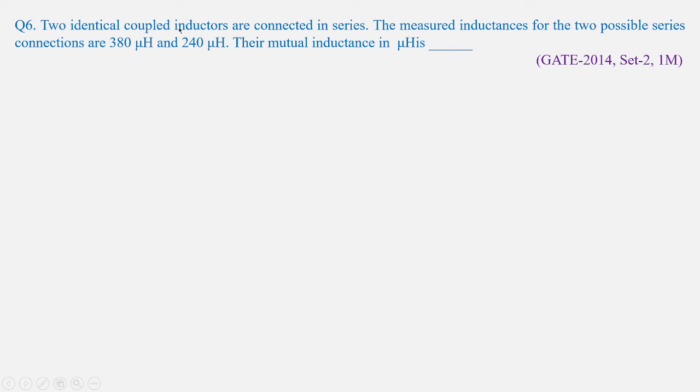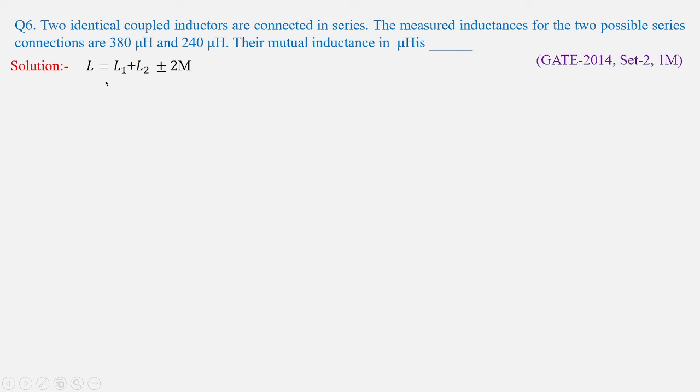Two identical coupled inductors are connected in series. The measured inductances for the two possible series connections are 380 microhenry and 240 microhenry. Their mutual inductance in microhenry is dash. This was asked in GATE 2014 under set 2 for 1 mark. So how do you solve this?